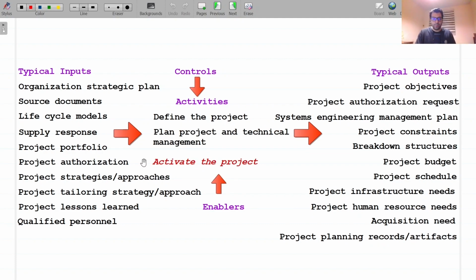Activate the project. Obtain project authorization and resources. The portfolio management process provides this authorization. Obtain authorization for the necessary project resources. Commence execution of the project plans.